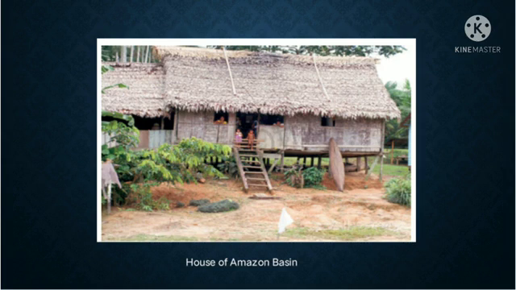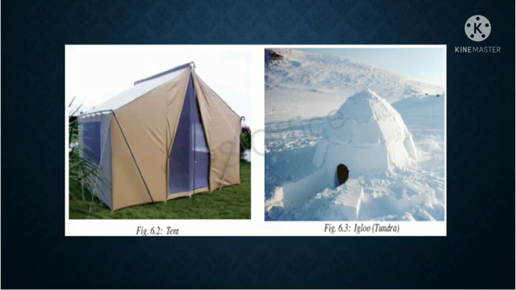Students, here you can see the picture of a house constructed by the people of the Amazon basin. And in this picture you can see a tent house, igloo. So different regions have different types of house construction and settlement.